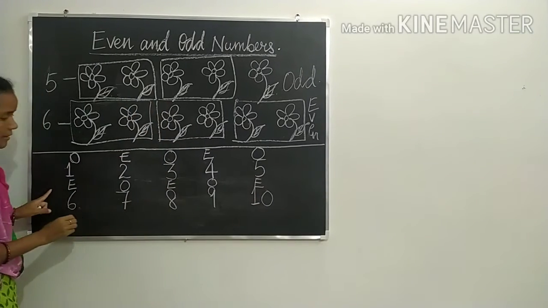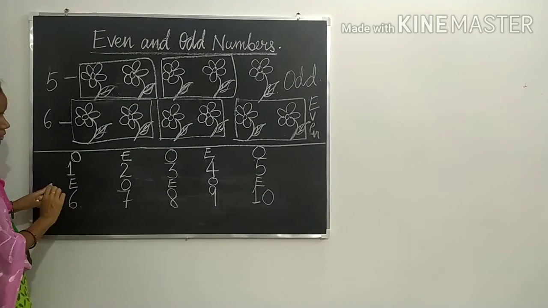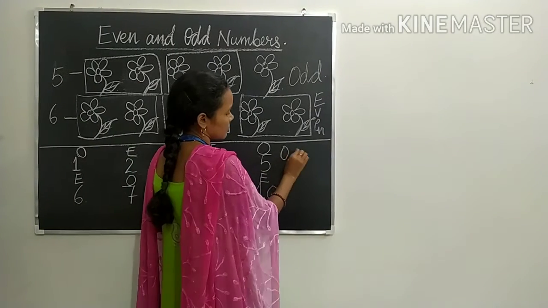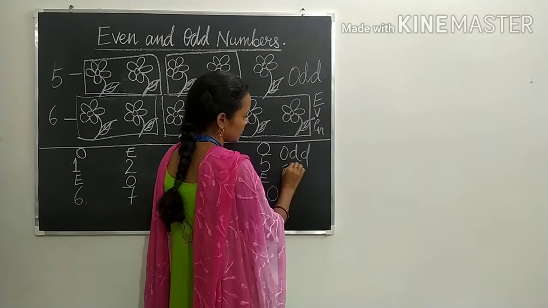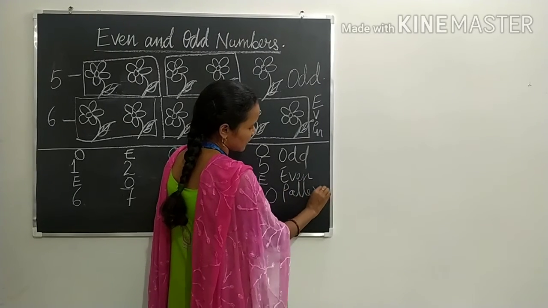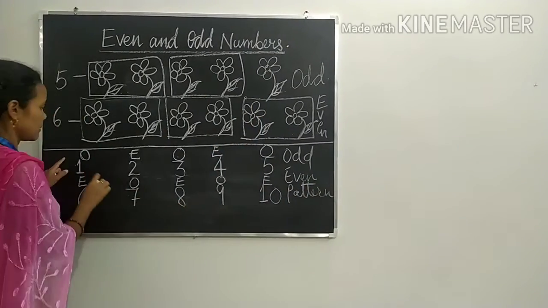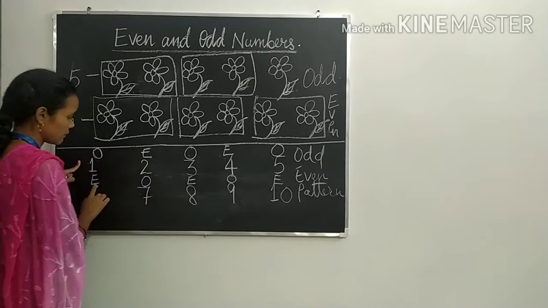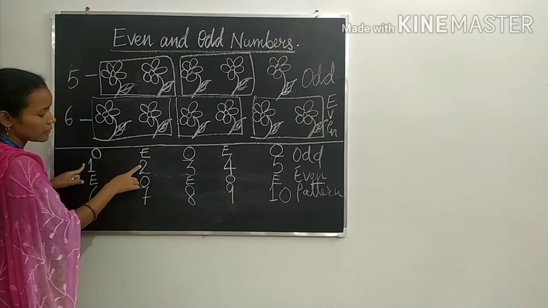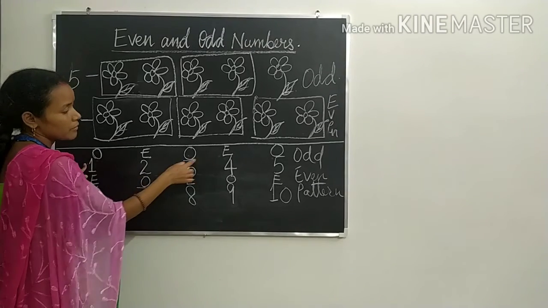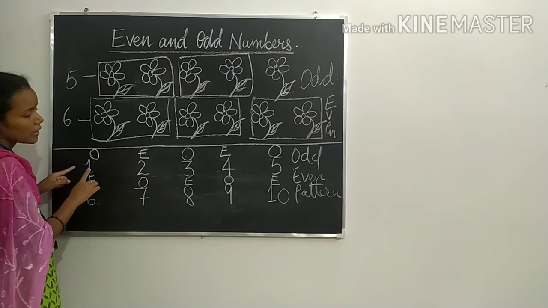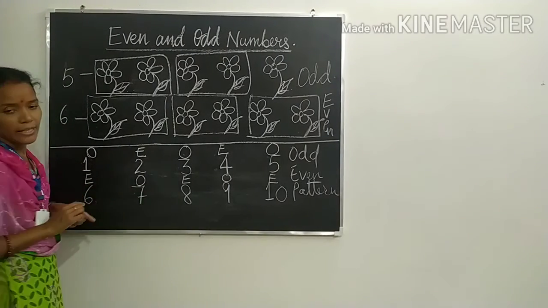So, here we can see these numbers are going through a pattern. This pattern is called the odd even pattern. Okay, odd even, every second number is different. The first number is odd, the second number will be even. The third number is odd, the fourth number will be even. The fifth number is odd, the sixth number will be even. So, the odd and even pattern goes like this.